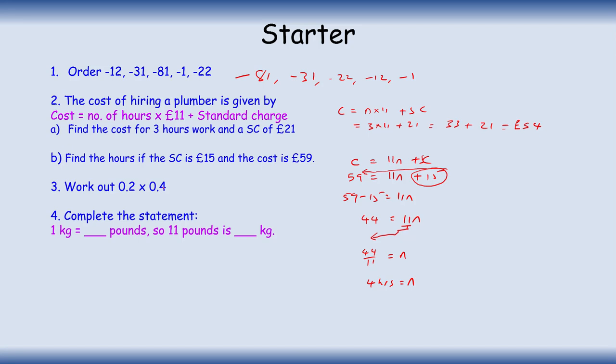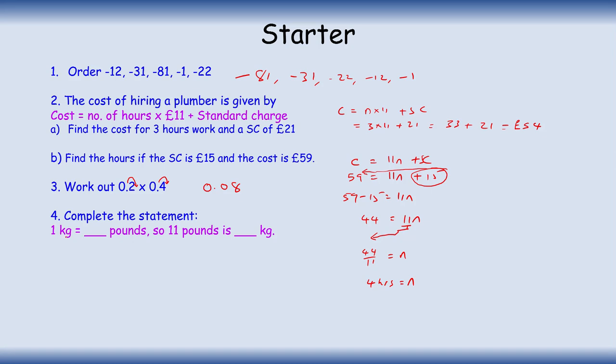0.2 times 0.4, be careful. 4 times 2 is 8, but there's one decimal place here and there's another one here, so it's got to go back 2, so you've got 0.08. It's gone back 1, 2.